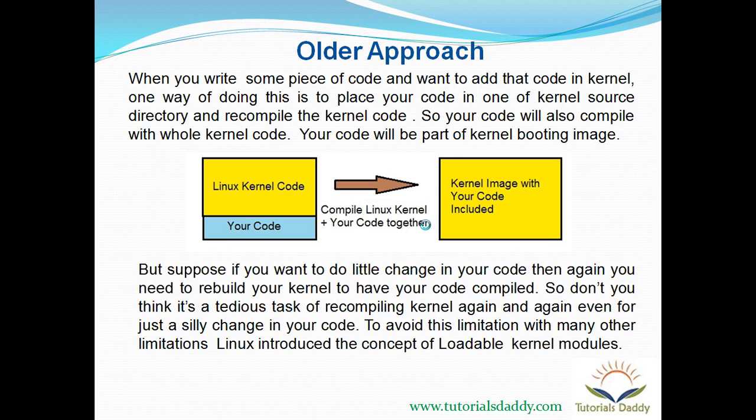So previously, whenever you wrote some piece of code and wanted to add that code into your kernel, you had to compile your code with the kernel. Now the question is how you can compile the code with your kernel. You can place your code in any of the kernel directories, and change a little bit in the makefile of that directory. Once you compile the whole kernel, your code will also compile together with the Linux kernel code, and the outcome of the build will be a Linux kernel image that comes with your code included.